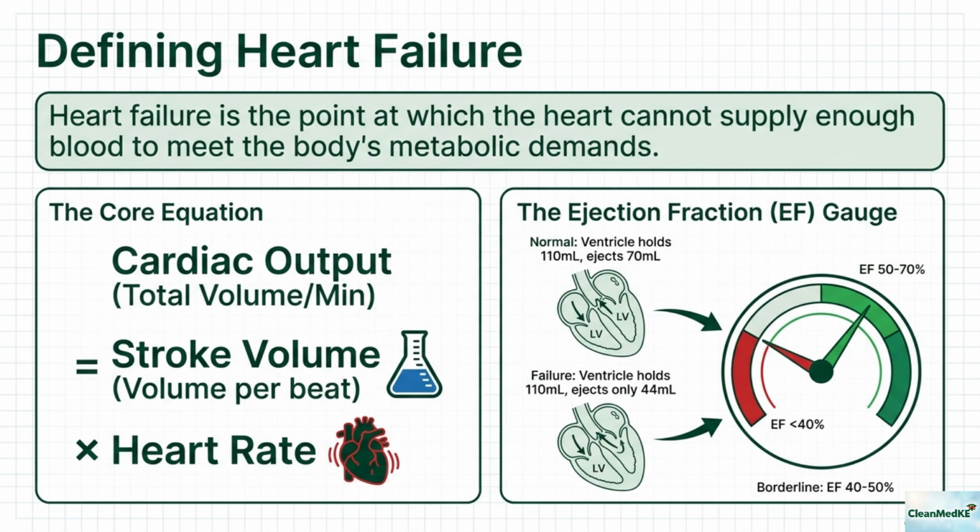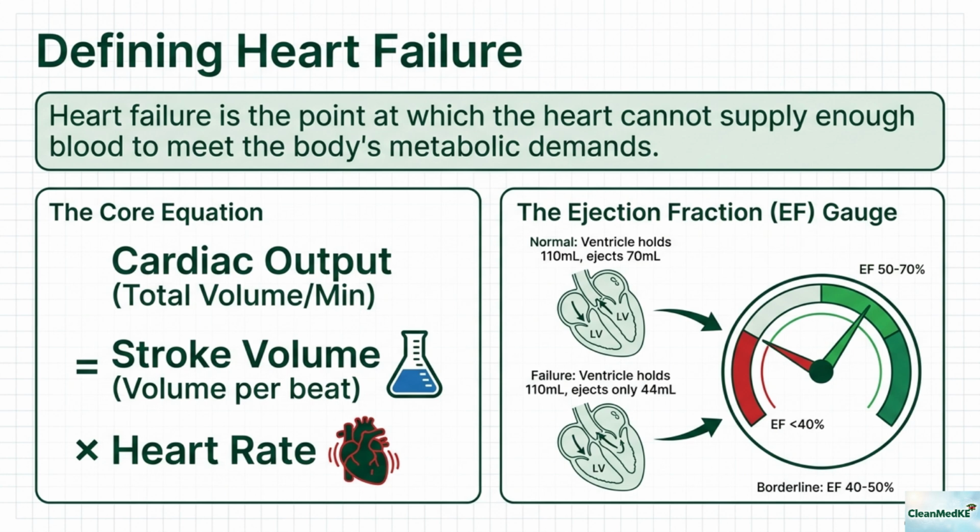Instead, think of it as a failure of supply and demand. It is the point where the heart simply cannot pump enough blood to meet the metabolic needs of the body's tissues. We analyze this through the core equation. Cardiac output is the product of stroke volume, how much blood leaves the left ventricle per beat, and heart rate. When one falls, the other must rise to compensate.